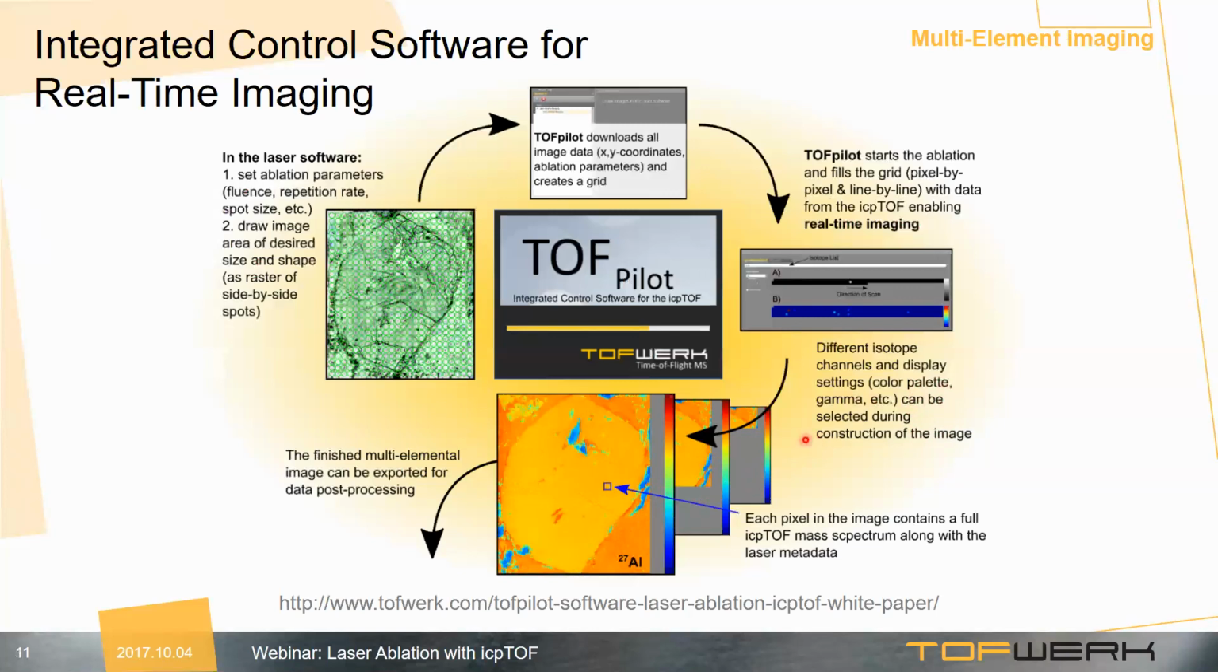or analytical time. And then keep in mind that in the final image, each pixel actually contains not just one element, but the full mass spectrum. And of course, this can then be exported for further data processing. And all of this is described in our white paper, which you can find here on our website.